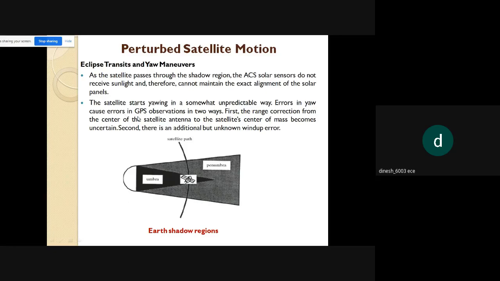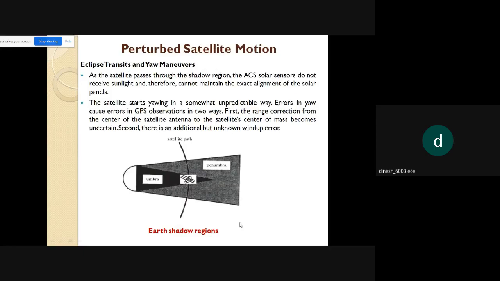In GPS observations, there are two errors. First, the range correction from the center of the satellite antenna to the satellite center of mass becomes uncertain. And second, there will be an unknown wind-up error. So these are the two yaw errors that occur in GPS observations.